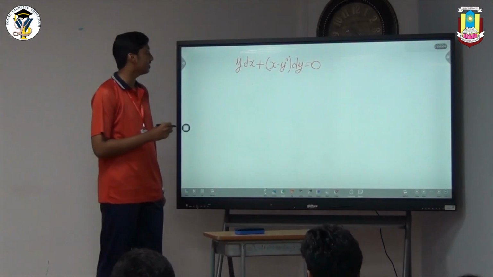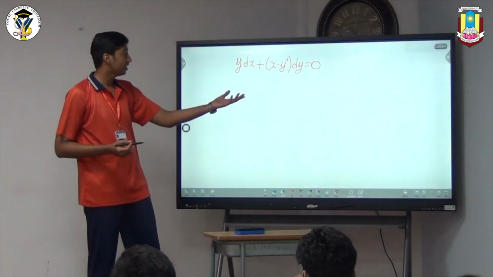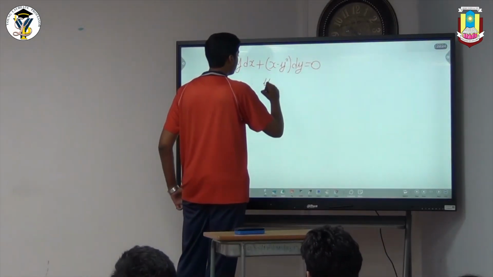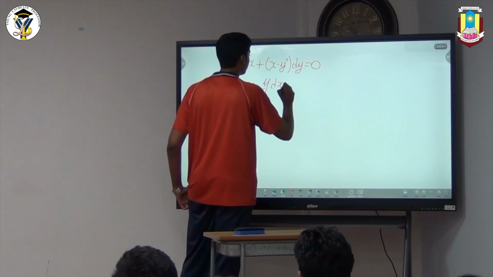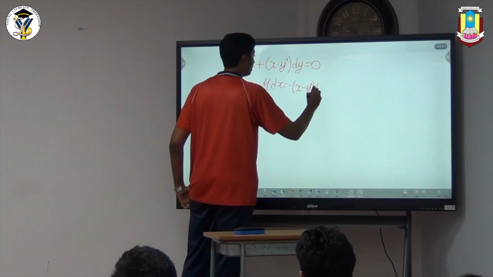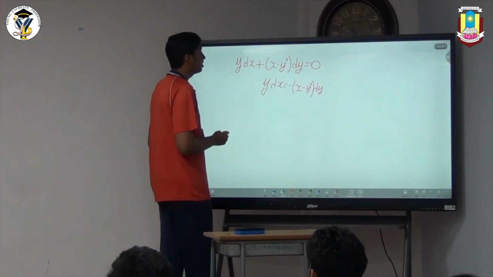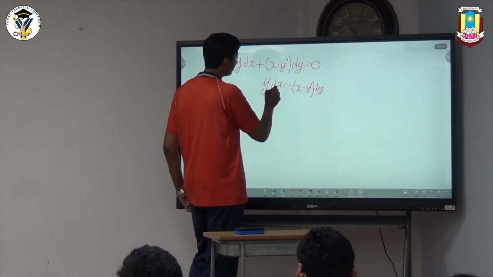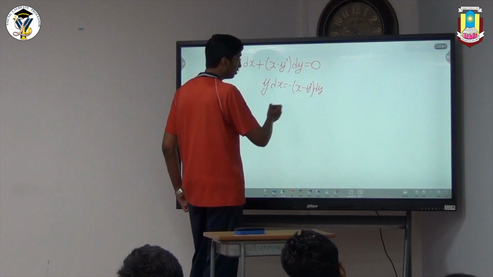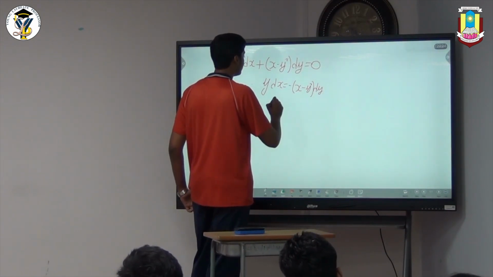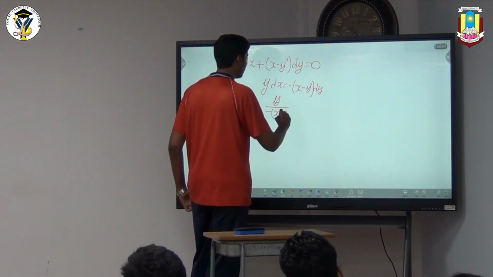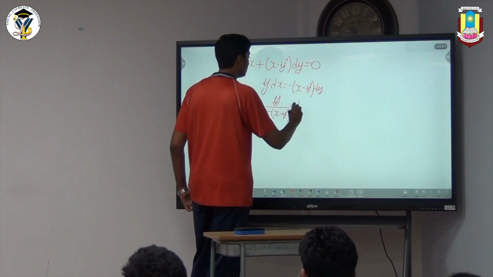Now we can simplify this further by taking any one term to the RHS. So we will take this term to the RHS. y dx is equal to negative of (x minus y square) dy. Now we will take this dx term to the right side and this (x minus y square), negative of (x minus y square) term to the left side. We will get the result: negative (x minus y square) over y is equal to dy by dx.